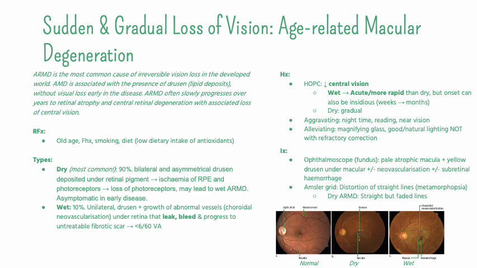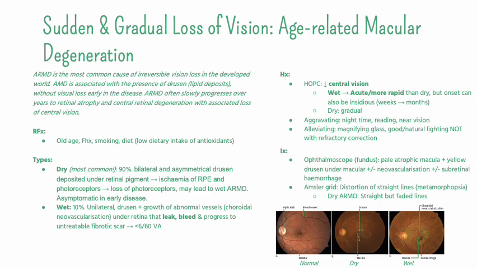In wet ARMD, the drusen deposits are unilateral, and there is an associated growth of abnormal vessels under the retina that leak, bleed, and progress to an untreatable fibrotic scar, resulting in a significant reduction in visual acuity. On history, the main presenting complaint is the reduction of central vision. With wet ARMD, this reduction or the loss of central vision is typically more acute and rapid than dry, but the onset can also be insidious, so weeks to months.